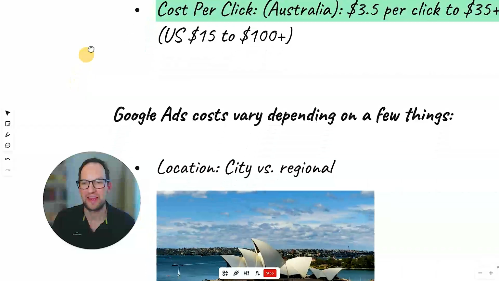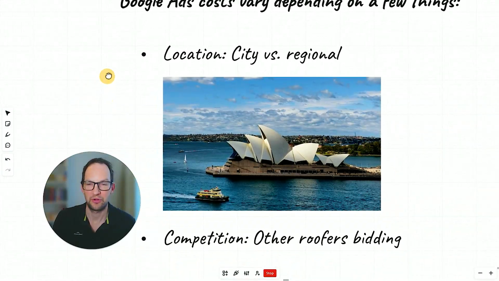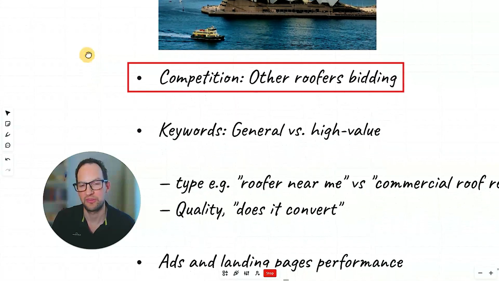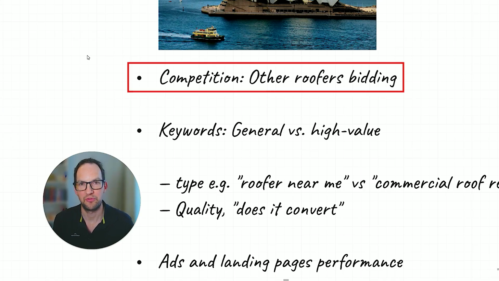Now, there's a few factors that actually affect the actual costs. First one is the location. If you're in a bigger city, then Google Ads is likely going to cost you more versus a regional town. And a lot of that comes down to the competition factor. If there is higher competition, then other roofers are going to be bidding more for those Google Ads, and that's going to drive up those costs.